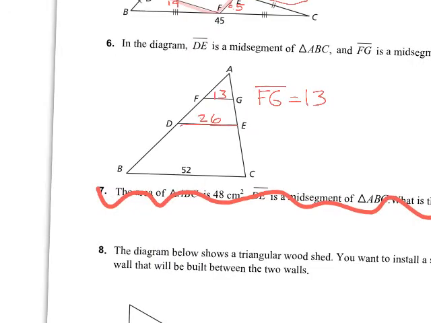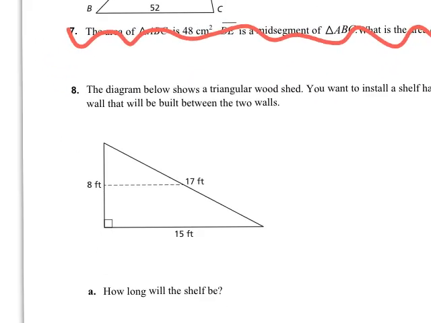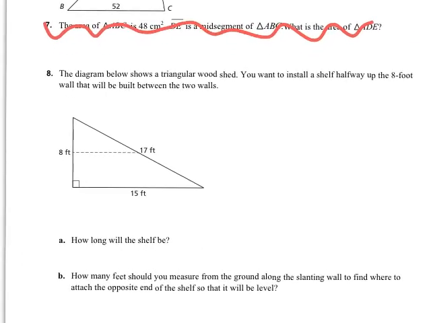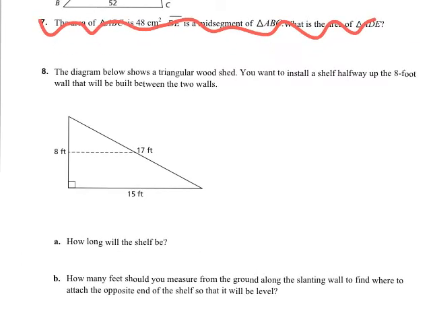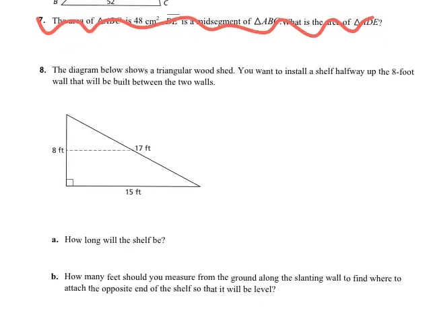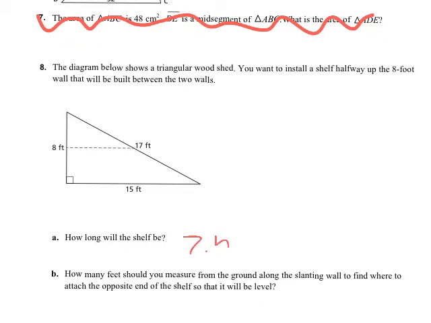And then lastly, okay, so lastly here on number 8, it gives me a diagram of a shed. You want to install a shelf halfway up the 8-foot wall that will be built between the 2 walls. So I think the dotted line is what our shelf is going to be. So first we want to know how long the shelf will be. If we're sticking the shelf at the mid-segment, which is what you would want, right? You want it parallel to the ground, meaning it would be level. Then the mid-segment would be half of 15, so it would be, what, 7.5 feet? Okay, so that's how long my shelf will be.